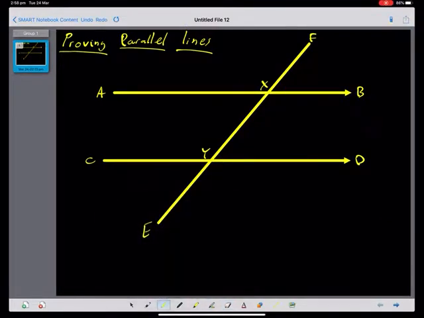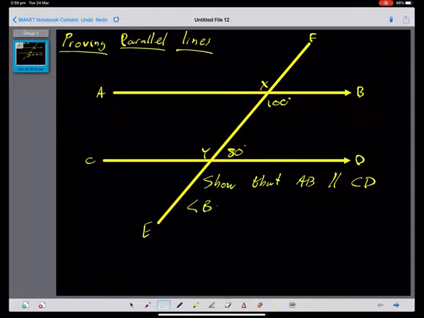Let's do a nice easy one, 80 and 100. Show that AB is parallel to CD. Let's do that then, and we can say that angle BXY is co-interior to angle XYD.